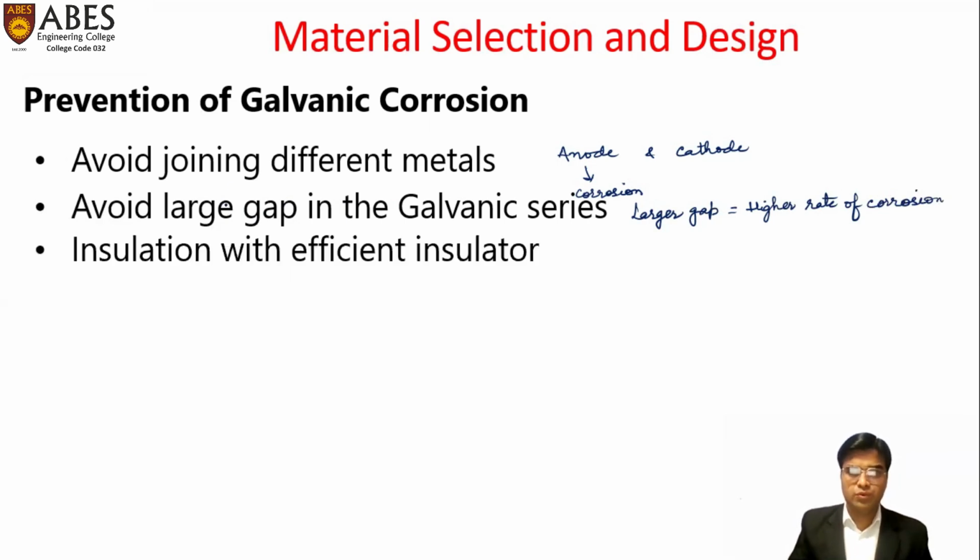Even if we have to use metals which have a significant gap in their position in the galvanic series, then those should be separated with the use of an efficient insulator, and we can use a plastic washer for this purpose here.